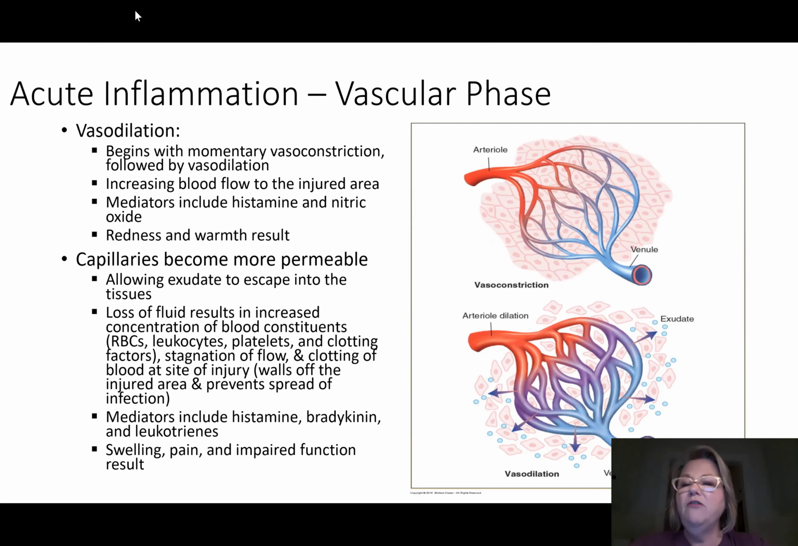Learning this together. Okay. So what happens is once that vasoconstricts and then it's followed by the vasodilatation, it increases the blood flow to that area. And mediators like the histamine and the nitric oxide start putting out their chemicals. And then redness and warmth result from that. Now, then the capillaries become more permeable.